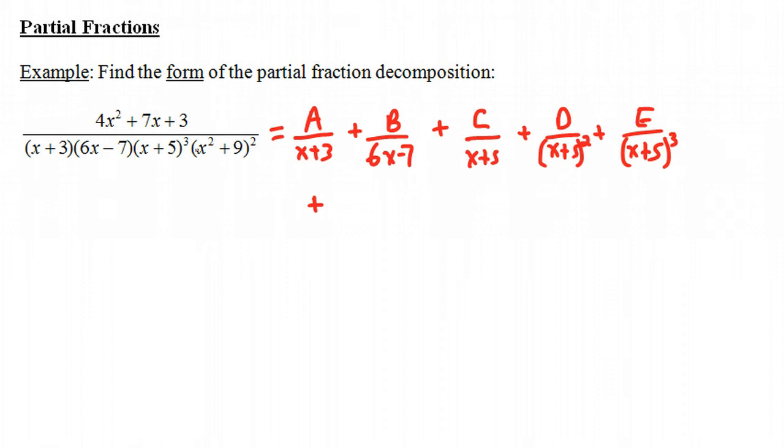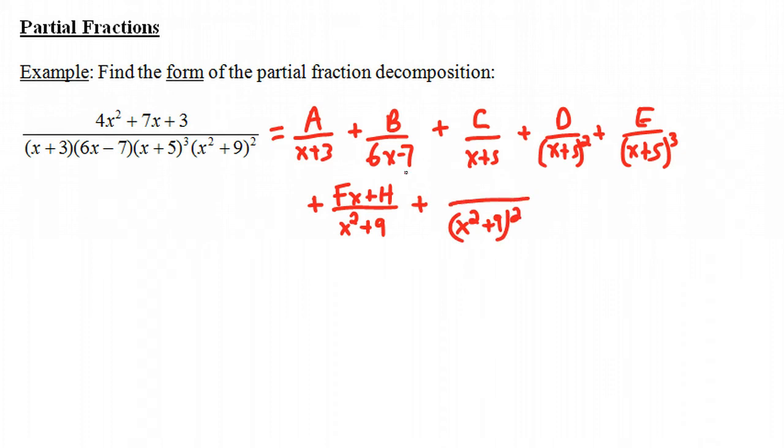Now it's repeated. x squared plus 9 is repeated because it's x squared plus 9 squared, but x squared plus 9 itself is not a linear factor. It's an irreducible quadratic. We can't factor x squared plus 9 unless we use imaginary numbers. So how do we deal with an irreducible quadratic factor? Well, instead of putting just F over x squared plus 9, I'm going to put Fx plus G. Okay, you put a linear factor on the top. Now, since it's repeated, we're going to put x squared plus 9 squared on the next one.